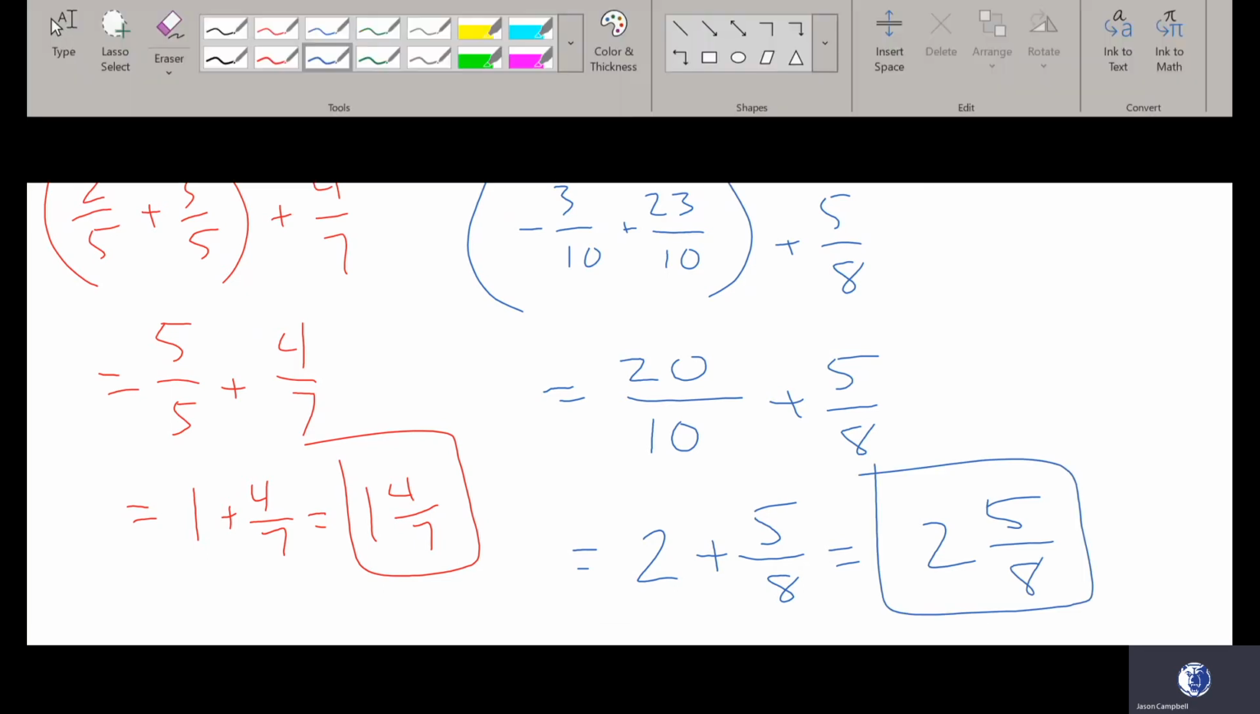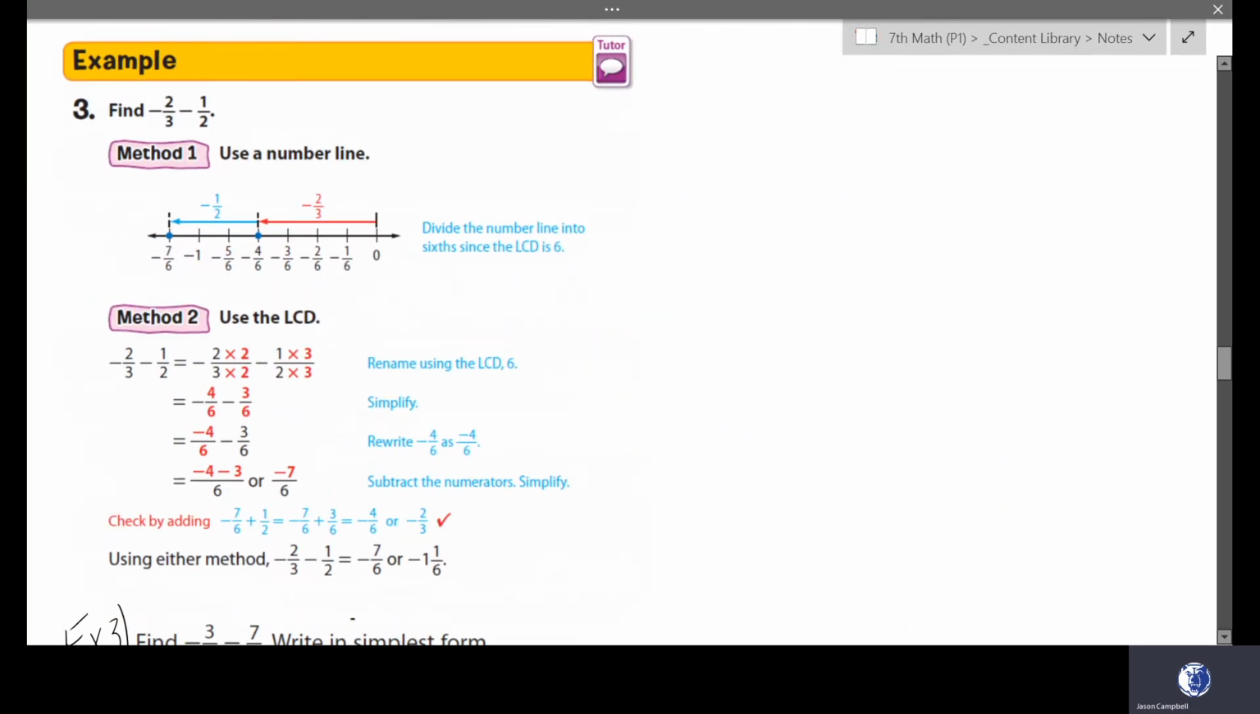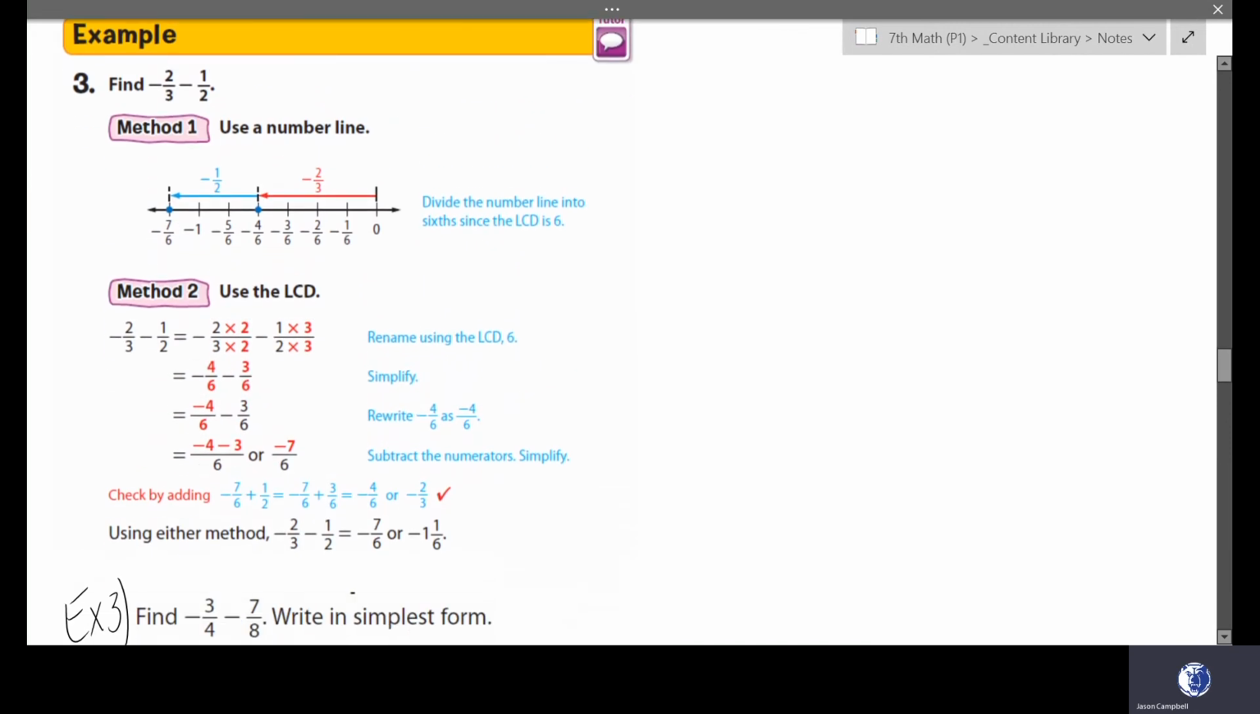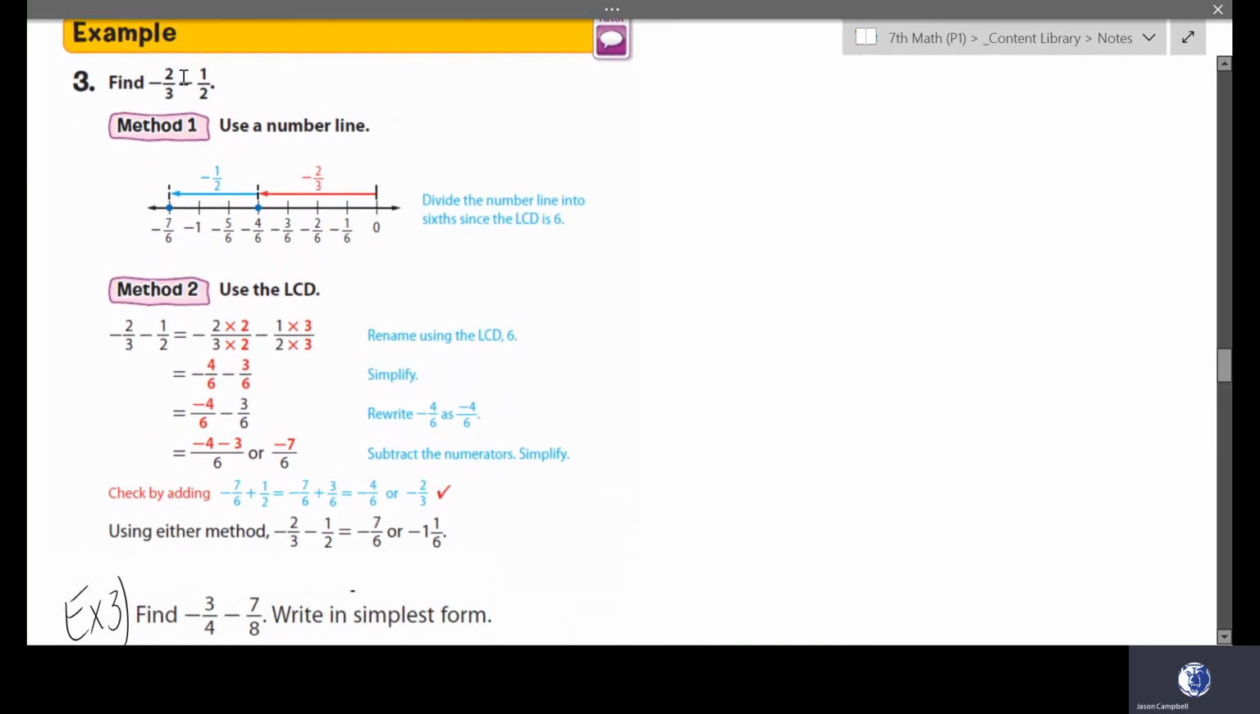So hopefully it's starting to click. Let's look down at example 3, where we get to do subtraction. So number 3, negative 2/3 subtract 1/2. They have their number line split up into 6 because the common denominator of 2 and 3 is 6. So they made a number line out of 6s, and then they subtracted 2/3 from 0, and then subtracted another 1/2 to get an answer of negative 7 over 6.